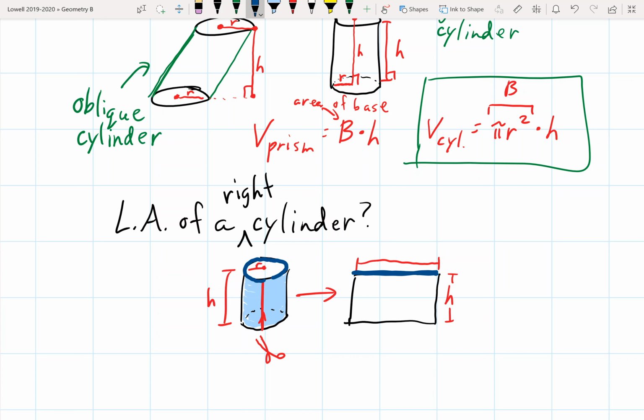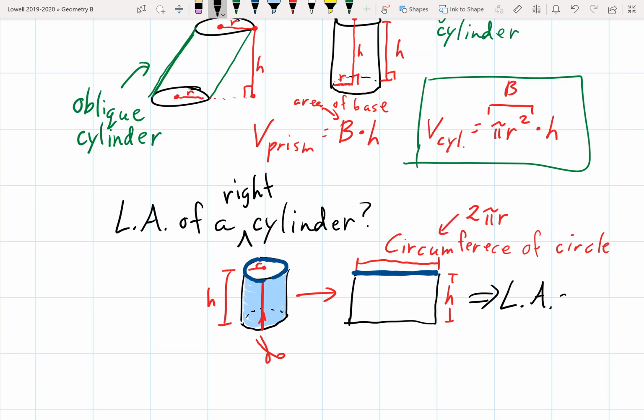And so really, this right here is the circumference of the base, which is in this case a circle. We know what that circumference is, which should be 2 times pi times r. And that gives us our lateral surface area, saying our lateral area, again, given the height of the cylinder and the radius, is simply equal to 2 pi r times h.